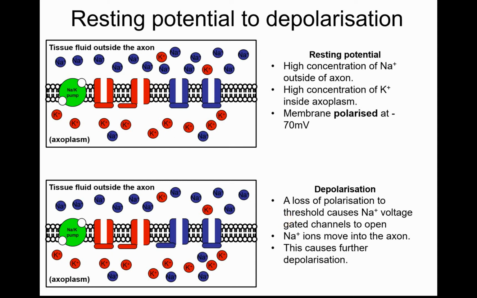You have to reach this threshold of depolarization, and we'll talk about how that occurs in later lessons, and that will trigger these sodium voltage gated channels to change shape and open. Notice they didn't all do it at the same point, but when we reach threshold, some will start to open and some sodium ions move in, which depolarizes the membrane further than it was.